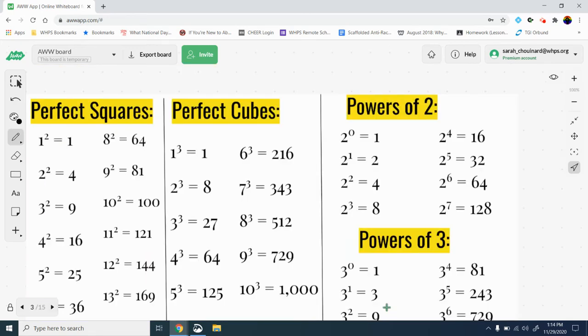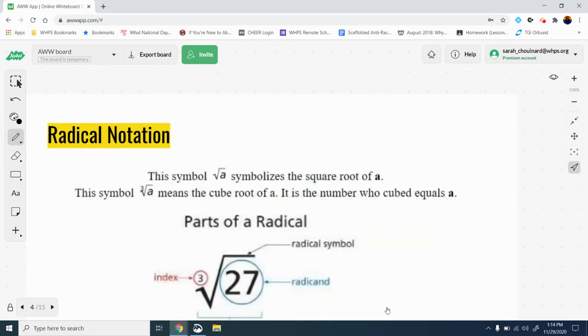And as we've talked about, these are the perfect squares, cubes, and other powers that you should be pretty familiar with. You should basically have them memorized to make this process easier and more manageable.